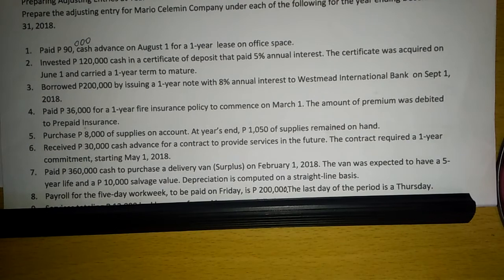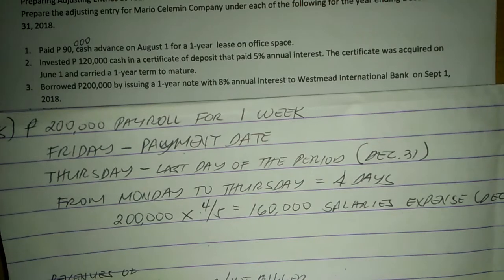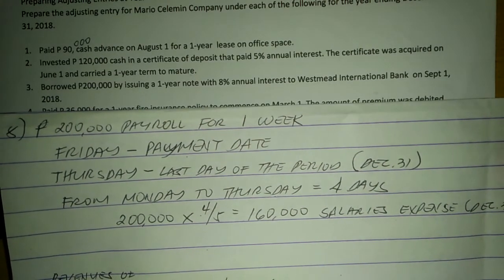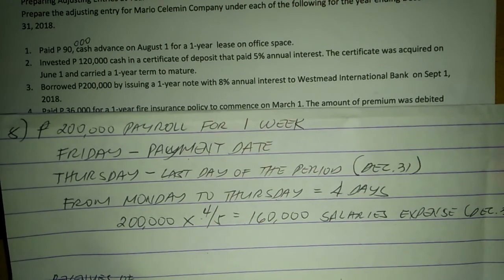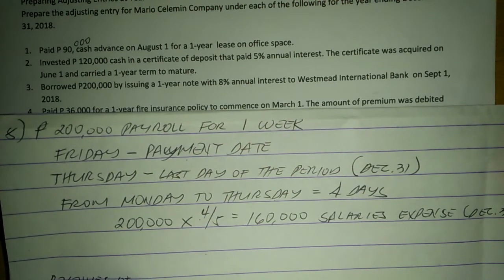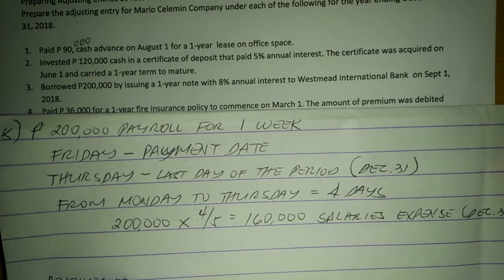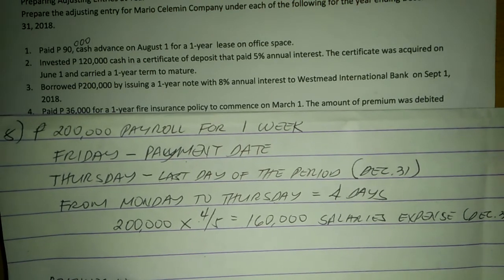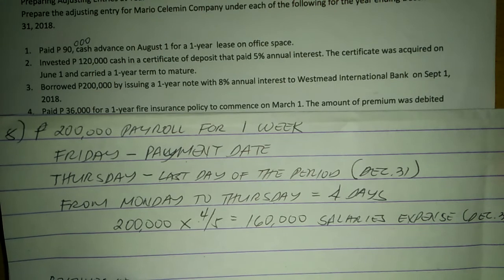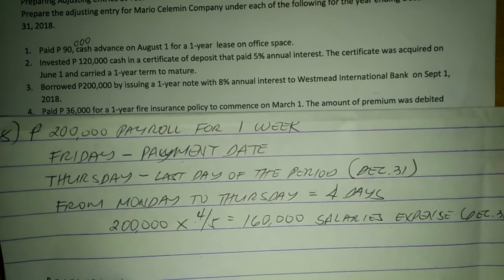Okay, transaction number 8. Payroll for the 5-day work week to be paid on Friday is 200,000. The last day of the period is Thursday. 200,000 payroll for 1 week. Friday ang payment date. Okay. Thursday, last day of the period, December 31. So, yung December 31, tumama ng Thursday. From Monday to Thursday is 4 days.